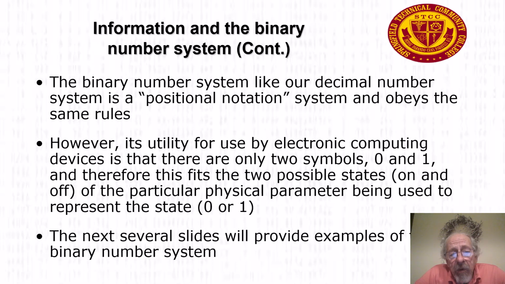So the binary number system, like our decimal number system, is a positional notation system and obeys the same rules. However, its utility for use by electronic computing devices is that there are only two symbols, 0 and 1. And therefore, this fits the two possible states, on and off, of the particular physical parameter being used to represent the state, 0 or 1. The next several slides will provide examples of the binary number system.